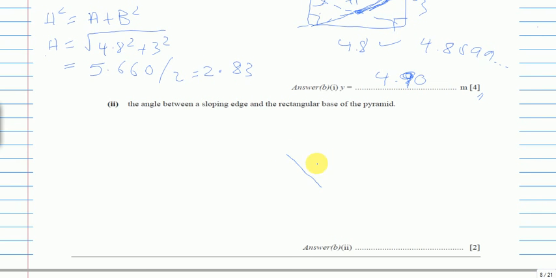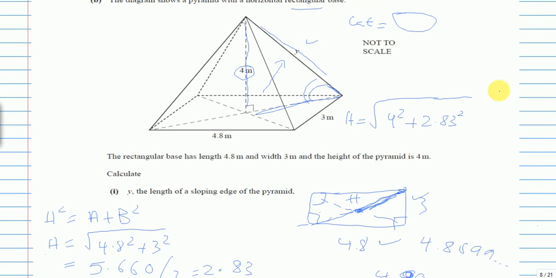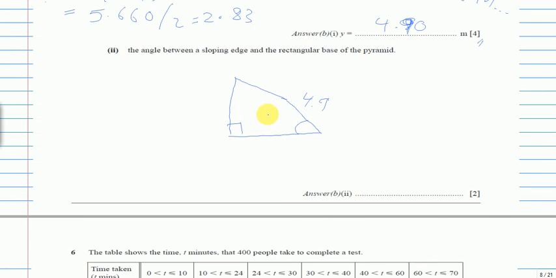This was the y which we found, which is 4.9, and this is the angle they are talking about. This makes a right angle triangle as per the question. You can see this makes a right angle triangle, and this height is 4 meters. It doesn't look a very good right angle triangle though.